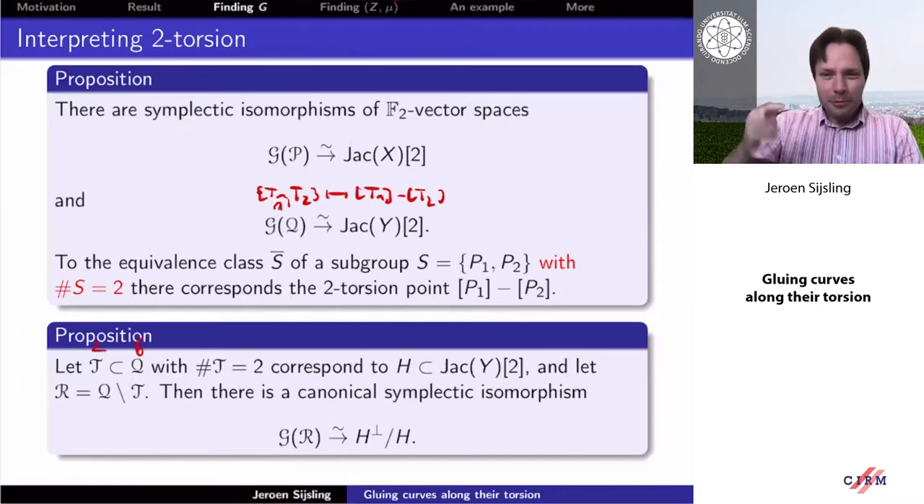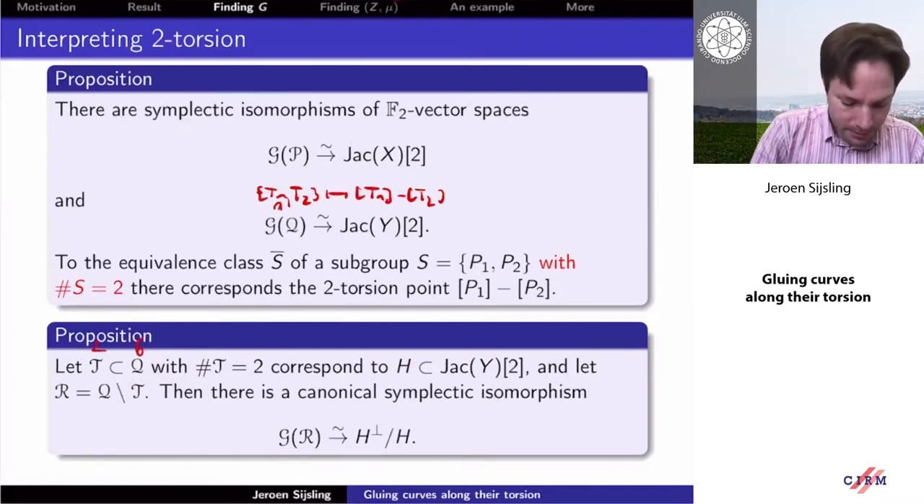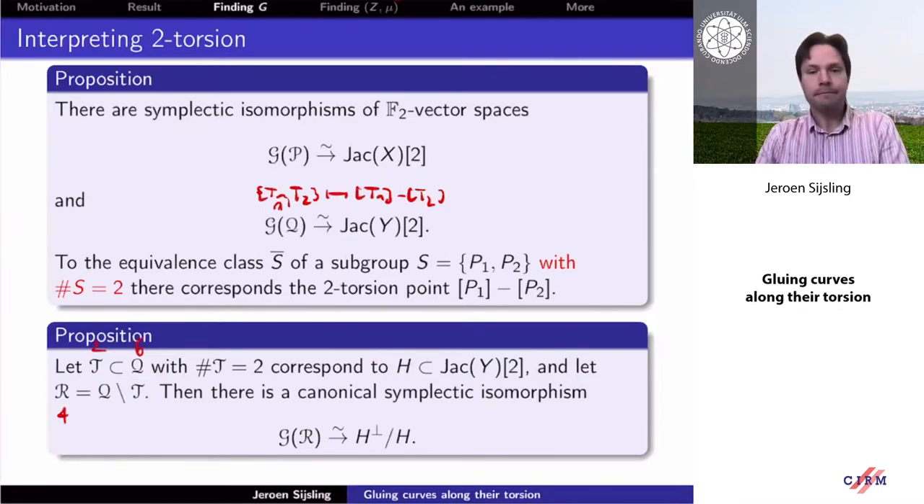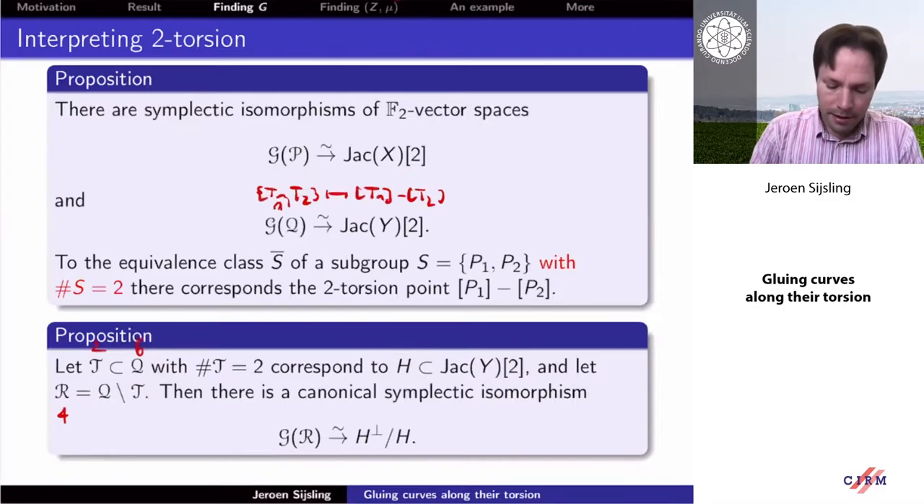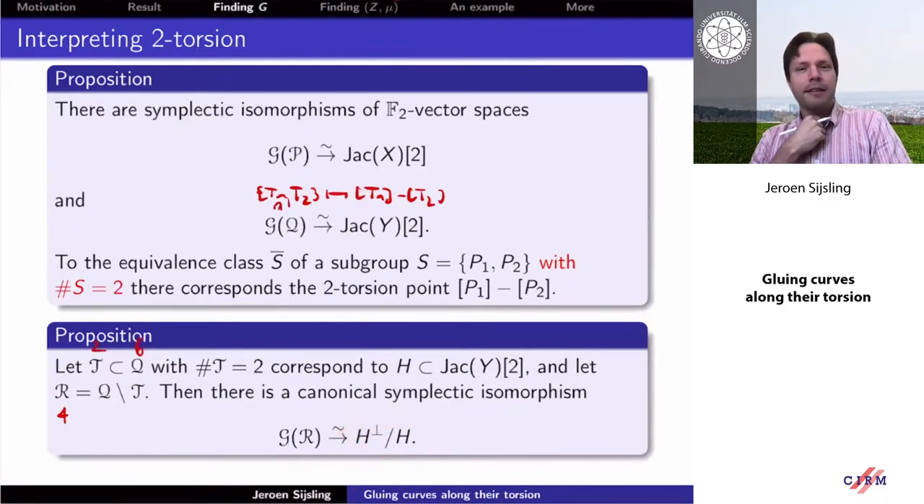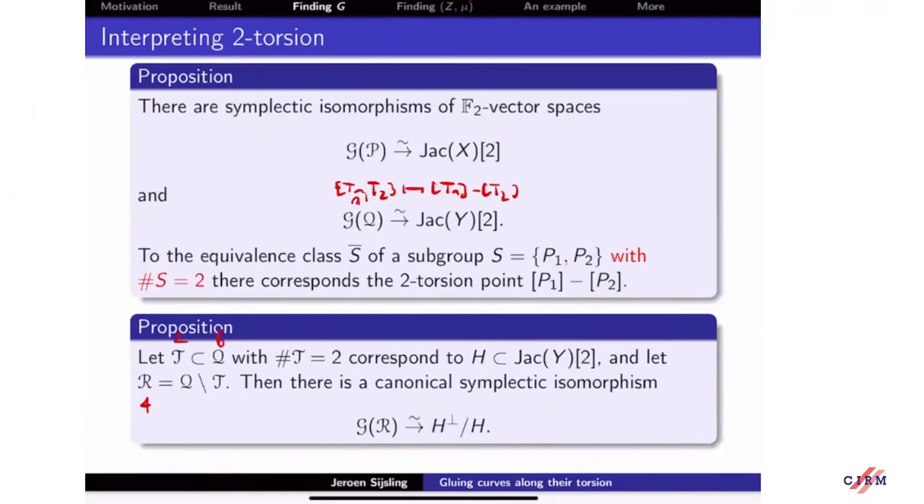And then you can ask, what if I throw away these 2 points from Q? Well, then of course I end up with something of cardinality 4. And it turns out that if you then form the same group on these points, you get that it's isomorphic to the perpendicular of H with respect to the Weil pairing modulo H. And right now you can't see why I do that, but you will see on the next slide, because it's relevant in order to describe what we are after.